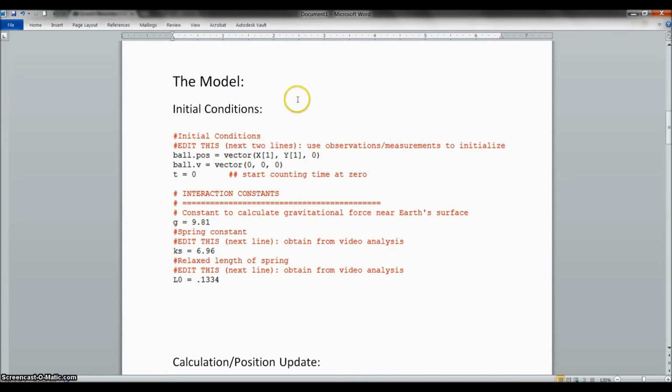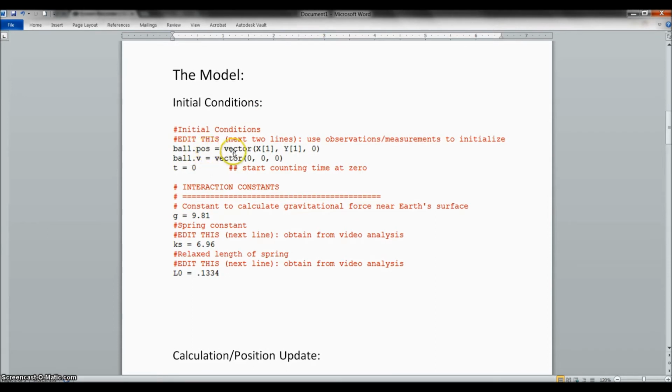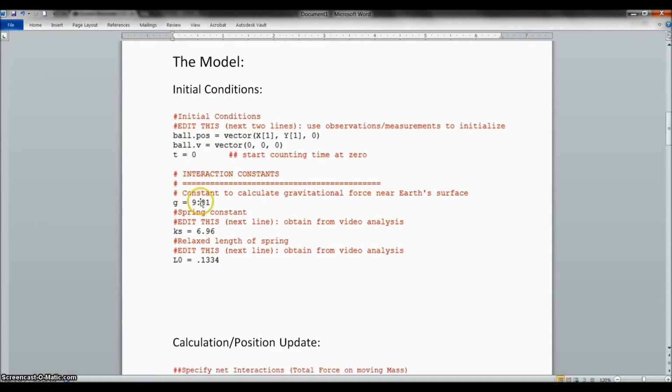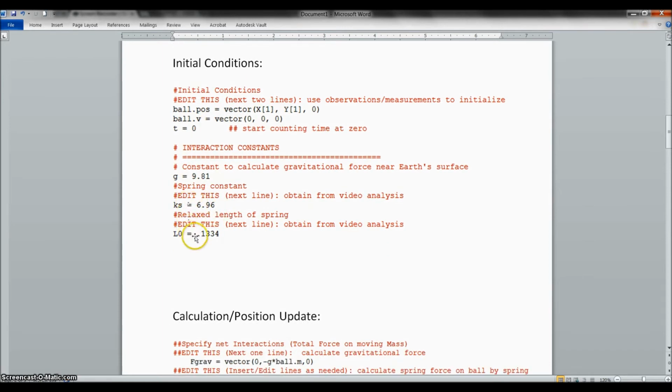So now I'm going to take you through my model. I built my model in VPython. My initial conditions were 1, the position of the mass, which came from the video analysis. I also used a few constants, such as the gravitational constant, which is given, and then also the spring constant and the initial length of the spring, which we calculated last week in lab.